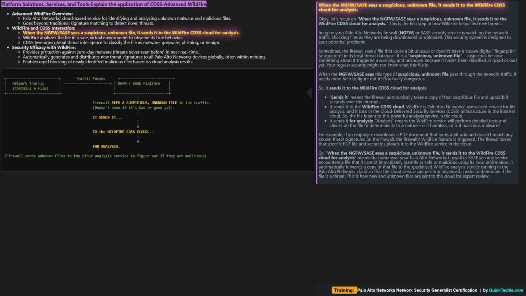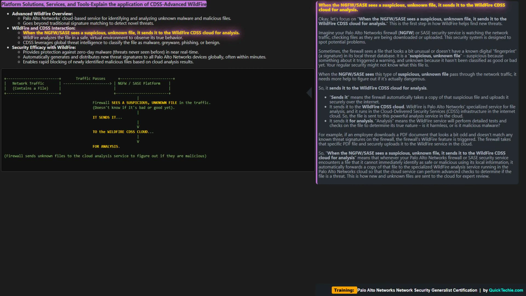When the NGFW, SASE sees this type of suspicious, unknown file pass through the network traffic, it needs more help to figure out if it's actually dangerous. So, it sends it to the WildFire CDSS cloud for analysis. Sends it means the firewall automatically takes a copy of that suspicious file and uploads it securely over the internet. It sends it to the WildFire CDSS cloud.